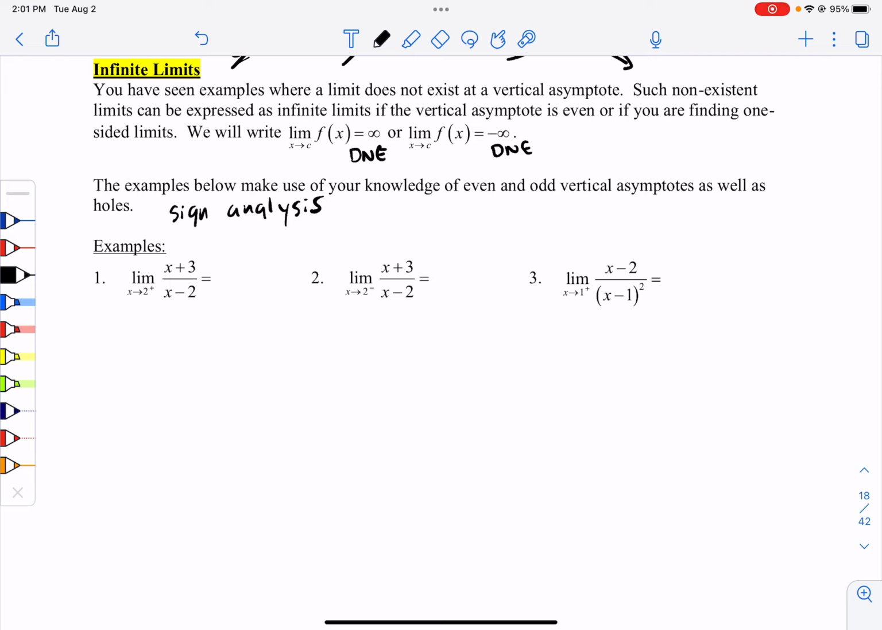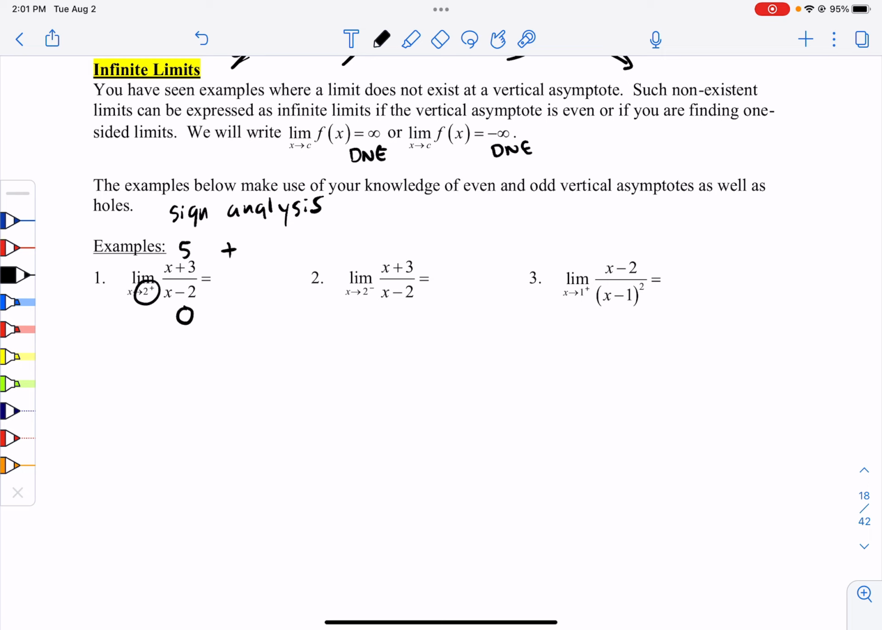So for example, I'm considering numbers that are a little bit bigger than 2 because I'm approaching 2 from the right. So if I plug in something on the top that's a little bit bigger than 2, I'm going to get something a little bit bigger than 5, which is a positive number. On the bottom, if I plug in a number a little bit bigger than 2, the closer I get to 2, the closer I'm actually getting to 0, right?